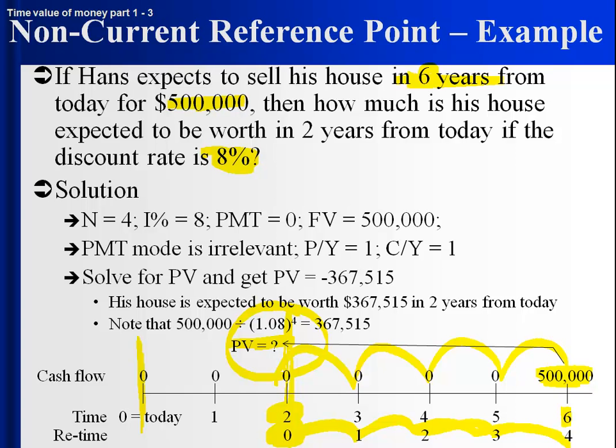So in 2 years from today, we get out of our time machine, and 4 years later, we expect a cash flow of 500,000, discounted by 8%. Therefore, the value is expected to be 367,515 in 2 years. And again, notice that in here, our PV, our earliest point in our analysis, is actually in the future, which is relatively common in the kinds of analysis that gets done in finance.